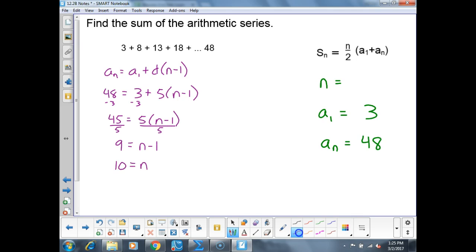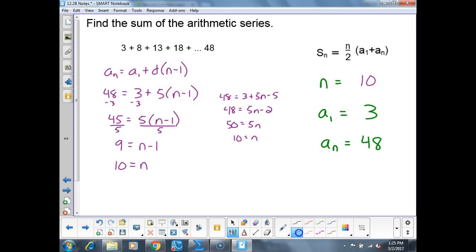Now, if you would have distributed the 5, then we would have gotten 48 equals 3 plus 5n minus 5. 48 equals 5n minus 2. 50 equals 5n. 10 equals n. Same thing. Which way? My way or the highway? The other way. Okay. All right.